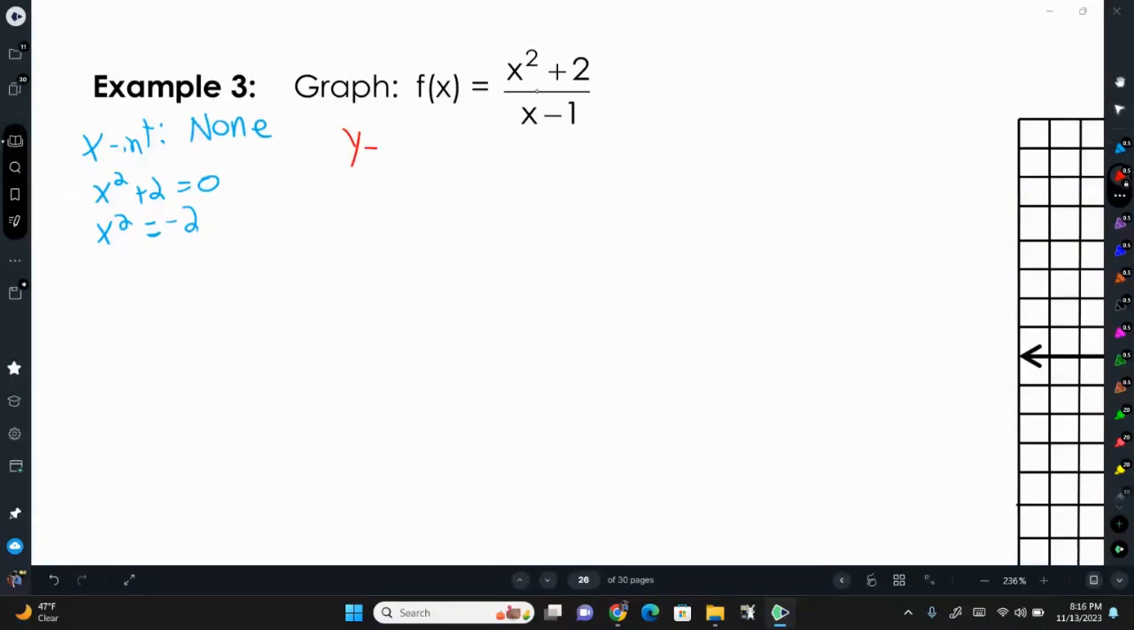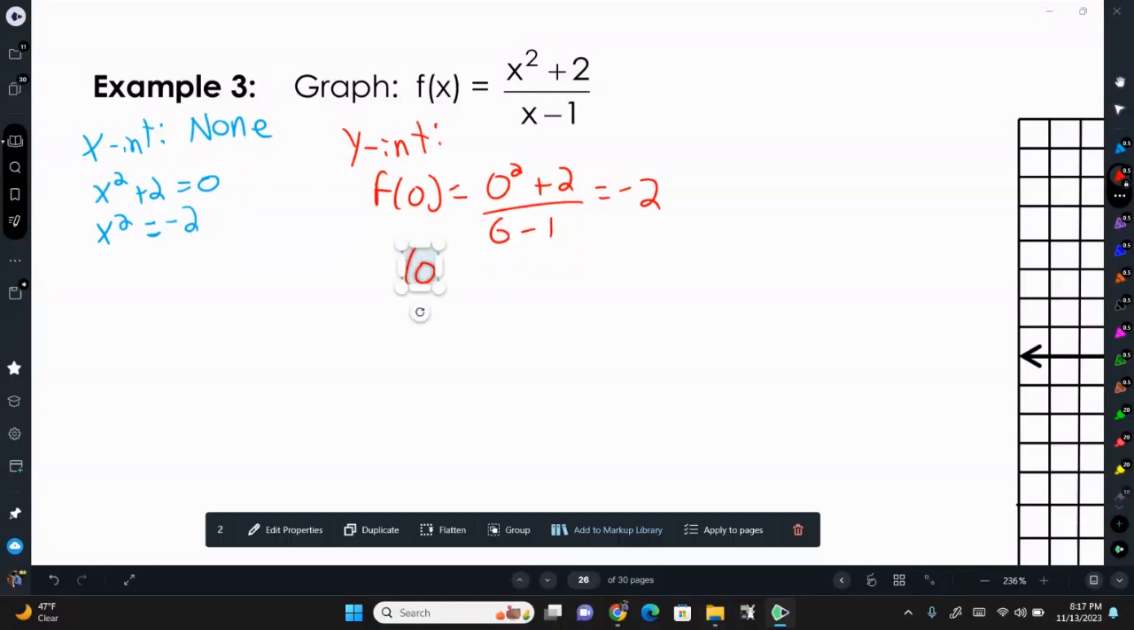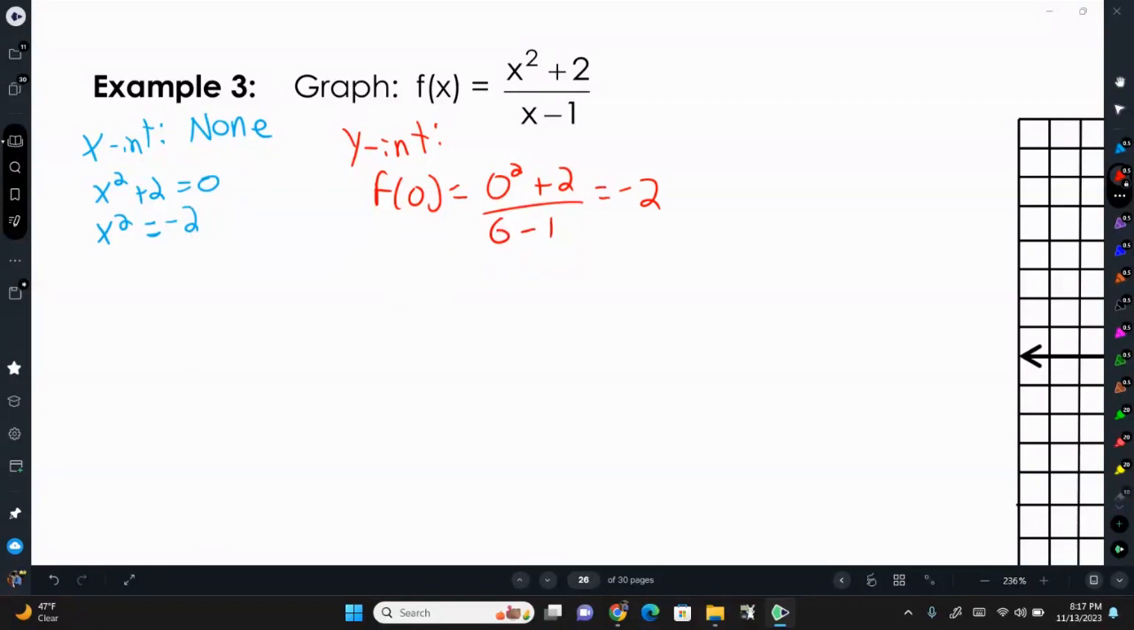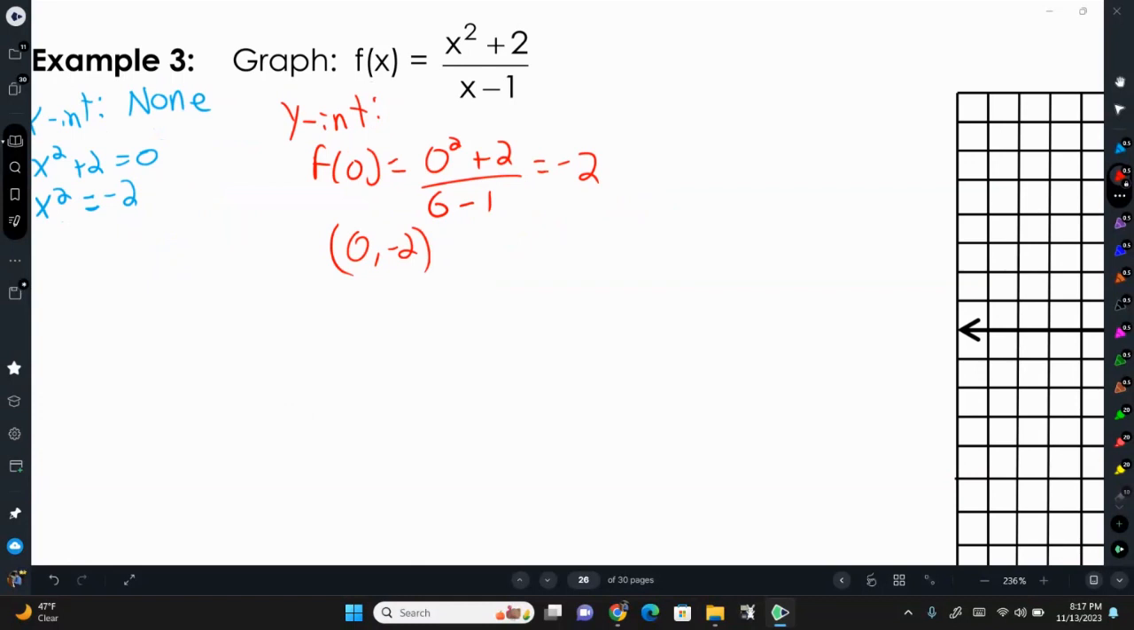Then we have the y-intercept. f of 0 is equal to 0 squared plus 2 over 0 minus 1, which is going to be negative 2. So our y-intercept is 0, comma, negative 2. Then our vertical asymptote, x equals positive 1.